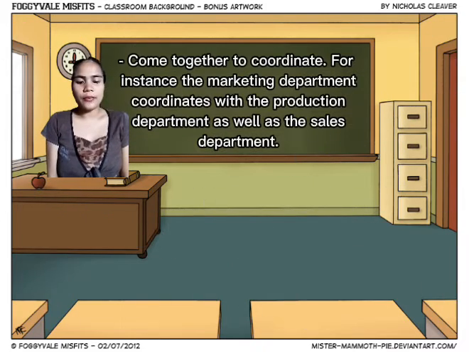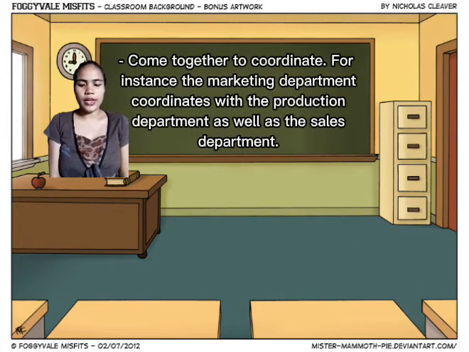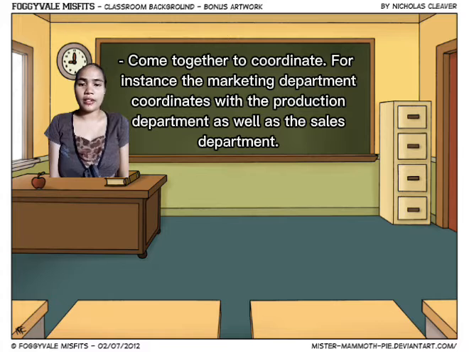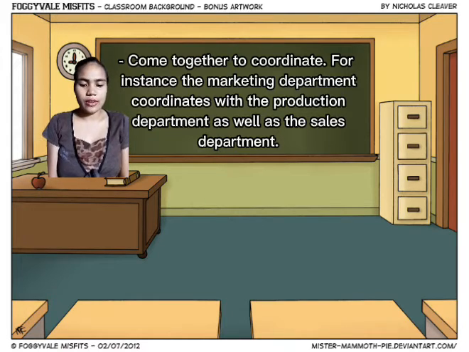5. Coordination of different departments. Many departments come together to coordinate. For instance, the marketing department coordinates with the production department as well as the sales department. So, coordination of different departments helps minimize the conflicts, rivalries, wastages, delays, indifferences, and other organizational problems. It ensures smooth function of the organization. Hence, with the help of coordination, an organization can fulfill its objectives promptly.